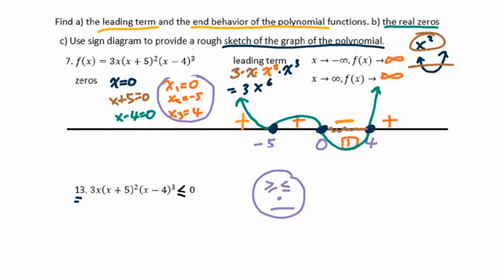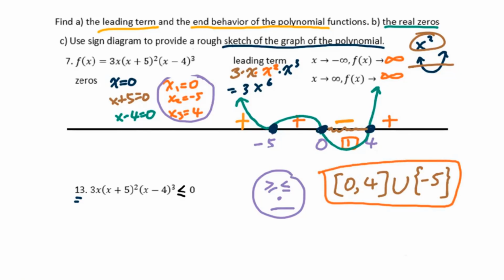But don't forget these zeros, that's -5, still the solution. Therefore, the solution will be like this, 0 to 4 bracket. And also, don't forget this -5. This will be the solution to this inequality.